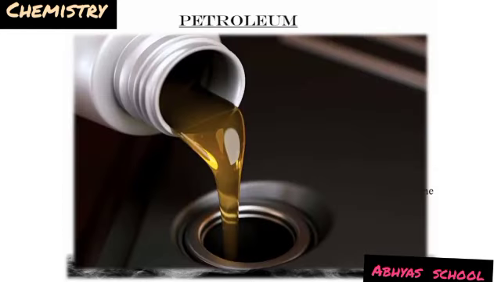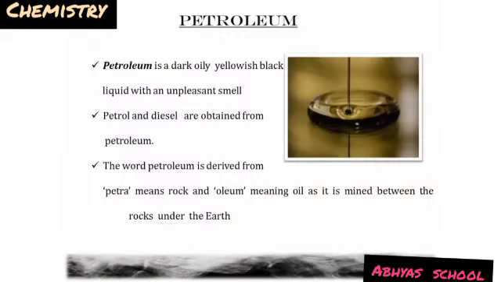So we saw what is coal, what are the uses of coal, the different types of coal, the different products of coal and how coal is formed. Now the next section is petroleum. Let's see what is petroleum.